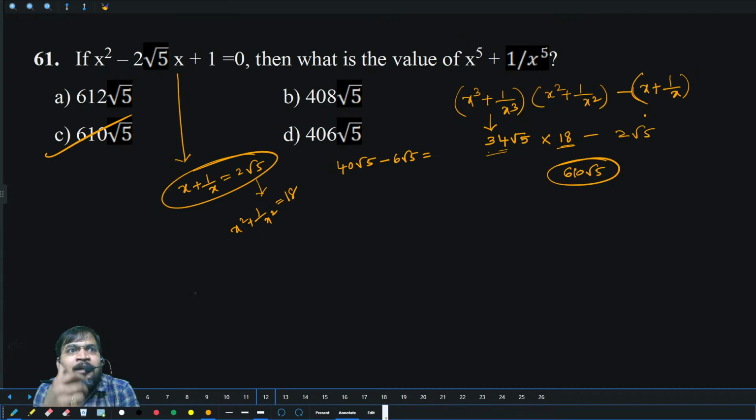Are all of you okay? Just 34 times 18 gives us 612. 30 times 18 is 540, 4 eighteens are 72, plus 540 is 612. But you have to subtract 2. The remaining should be 610.